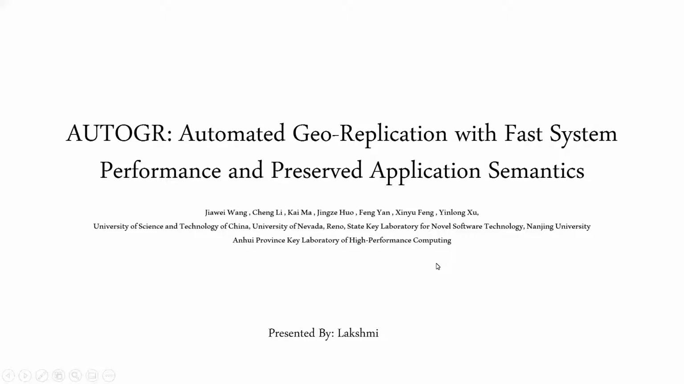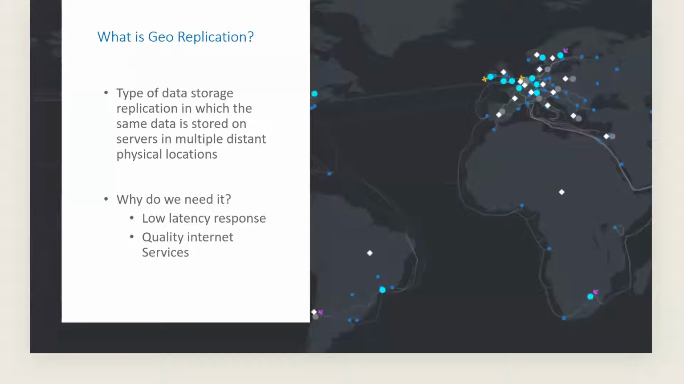Yes, this is an automated framework for geo-replication, which means that if you give non-replicated serializable code and the schema to the framework, it will actually make it geo-replicated. So let's understand what geo-replication is.